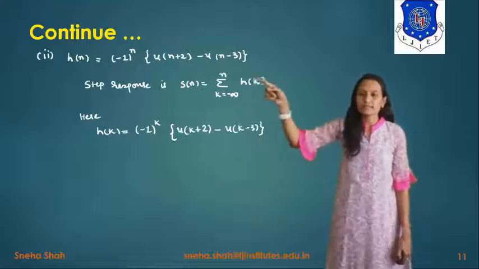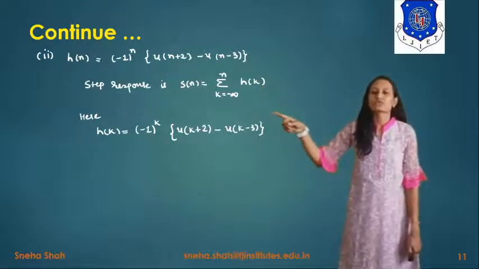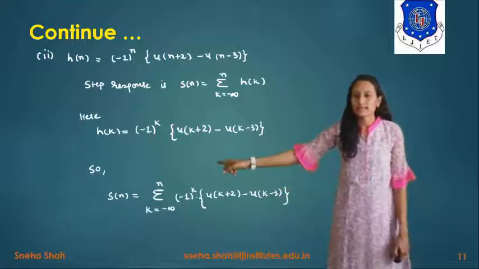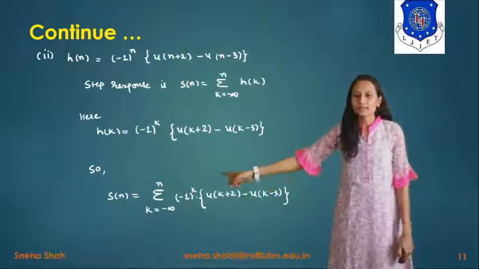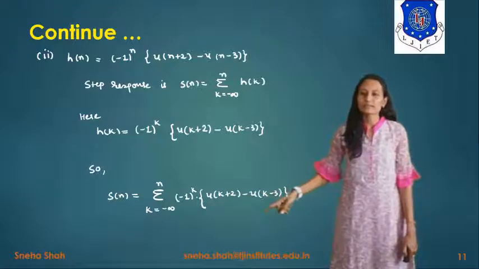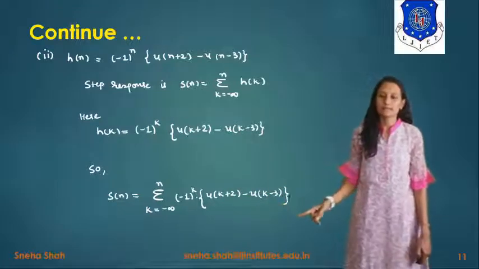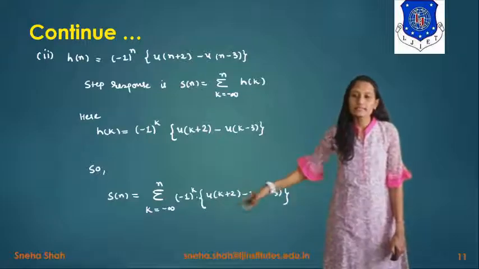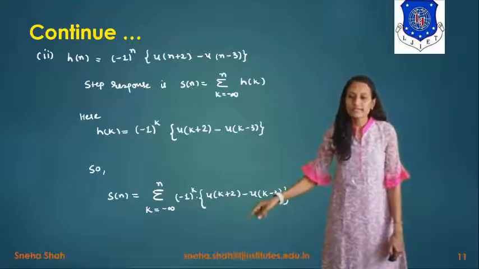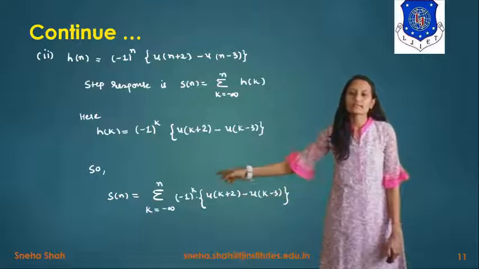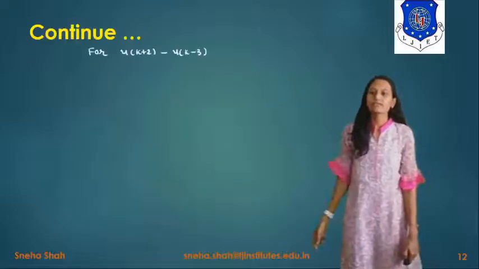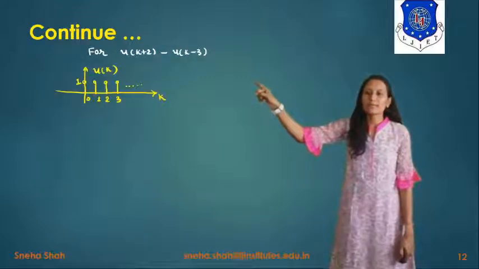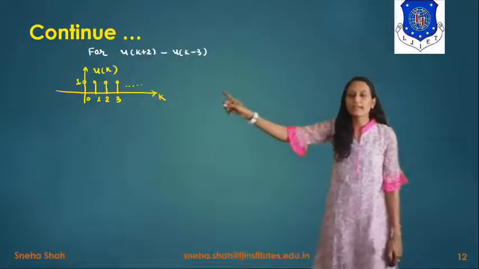Now we use this in the equation. So s(n) equals the summation from k equals minus infinity to n of minus 1 raised to k, times u(k+2) minus u(k-3). First of all, we will simplify this term. This term is a unit step signal. If we simplify it, then we can solve this example. So first we will find u(k+2) minus u(k-3). First we will draw u(k).